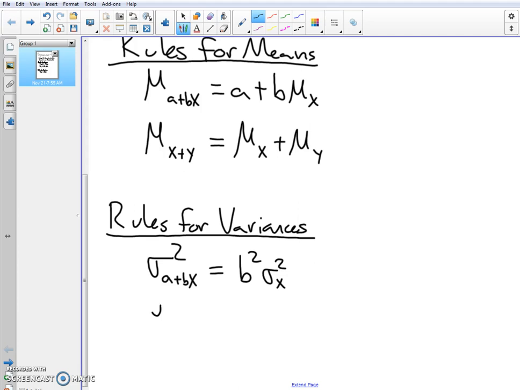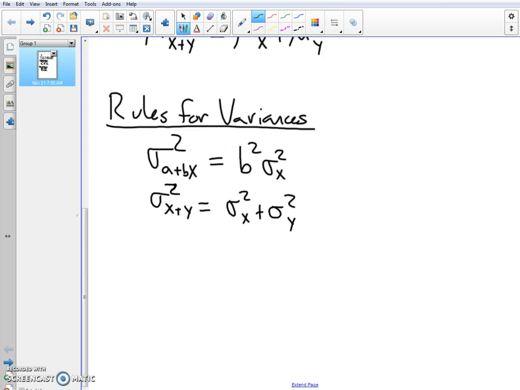We also want to think about if I'm adding two random variables together. This is as simple as adding their variances. Now remember, those are variances, not standard deviations. So we're going to have to do some squaring to go back and forth. And then we have another formula when we're subtracting. And this is actually the same as the addition formula.